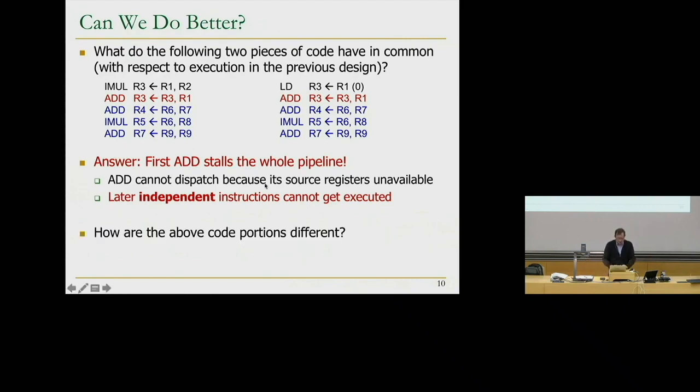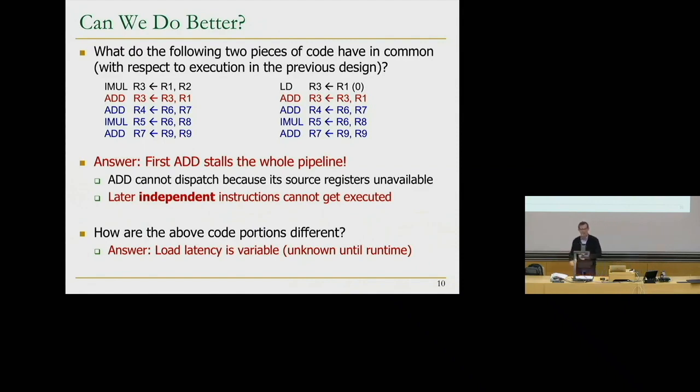So, okay, how are the above code portions different? Load latency is variable. I've already given you that. Multiply latency is usually not variable, but it could also be variable. It depends on the value that you have. If one of the operands is zero, you may have a shortcut in hardware, a zero checker. As opposed to doing the multiply cycle by cycle, you just check if any of the operands is zero and you return a zero. So that could also be variable.